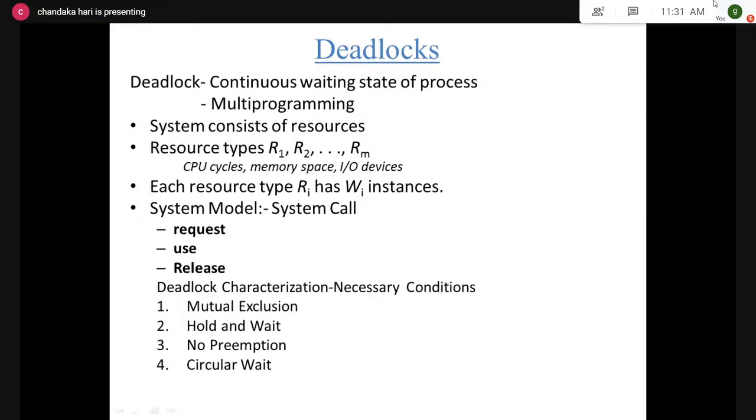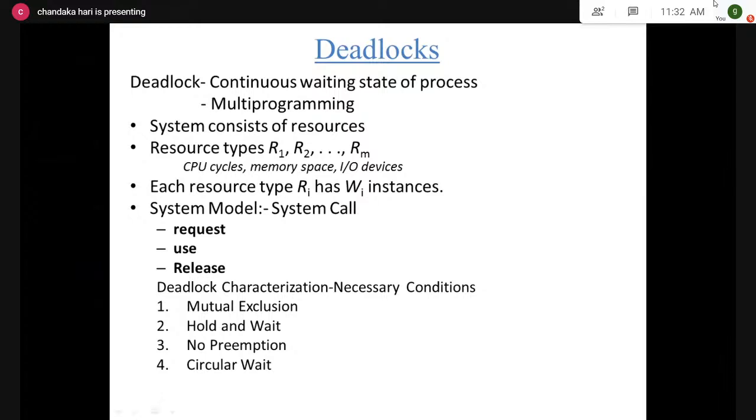Now we see some other definitions. A deadlock may happen with the same resource type, or with a different resource type. In a multiprogramming environment, more than one process is competing for resources. If a process is holding some resources and waiting for resources held by another process, and similarly that process is also holding some set of resources and waiting for the resource held by this process, then both processes are not allowed to continue execution. This particular situation is called deadlock.